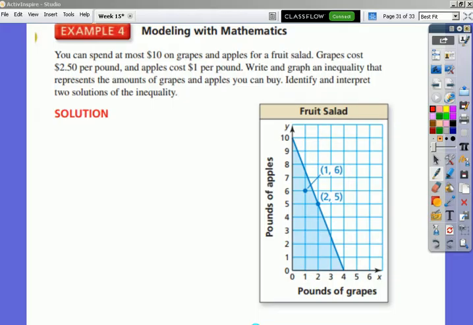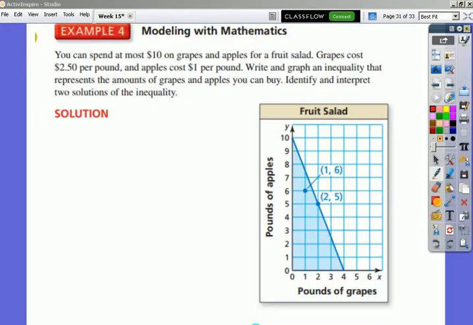So we're going to look at this example for modeling with mathematics problem. It says you can spend at most $10 on grapes and apples for fruit salad. Grapes cost $2.50 per pound and apples cost $1 per pound. Write and graph an inequality that represents the amounts of grapes and apples you can buy, identify, and interpret two solutions of the graph. So I went ahead and graphed it for you.